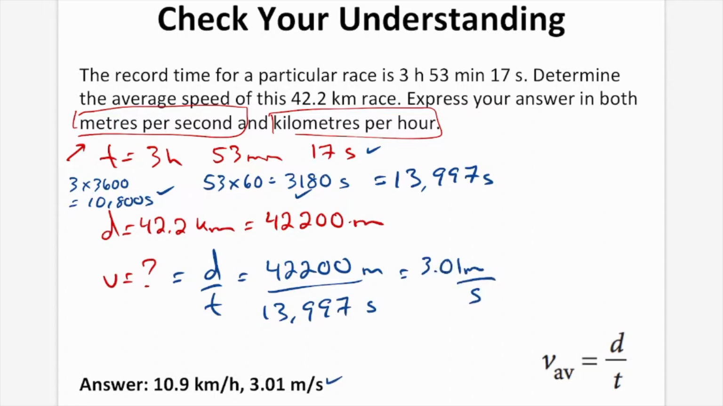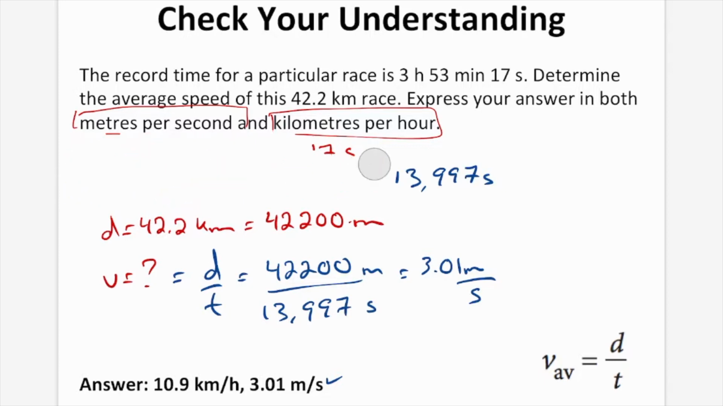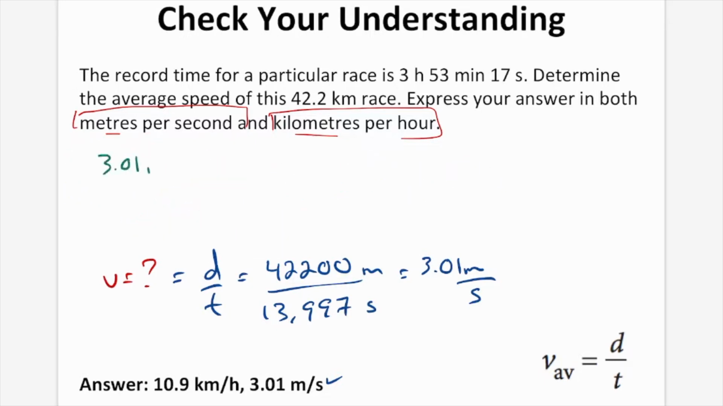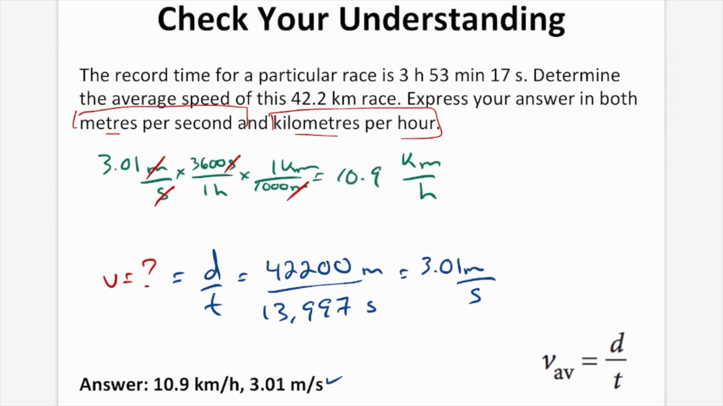Now we need to convert that to kilometers per hour. So let's make a little space. So if we have 3.01 meters per second, and we need an answer in kilometers per hour, we're going to multiply this by 3,600 seconds for every 1 hour, and we're going to multiply it by 1,000 meters for every 1 kilometer. That's going to allow us to cancel out the meters and cancel out the seconds. So our kilometers per hour number is going to be 3.01 times 3,600 divided by 1,000, and that equals 10.9 kilometers per hour. So that's our first answer, and that's our second answer.